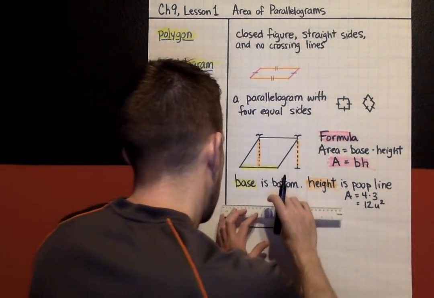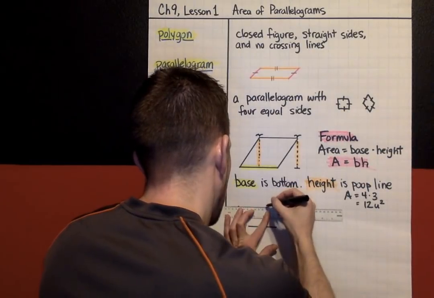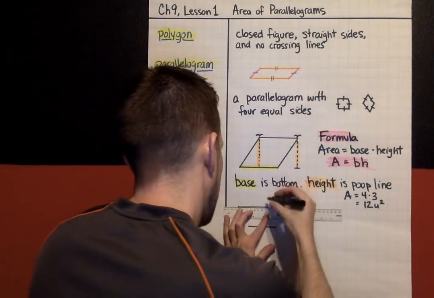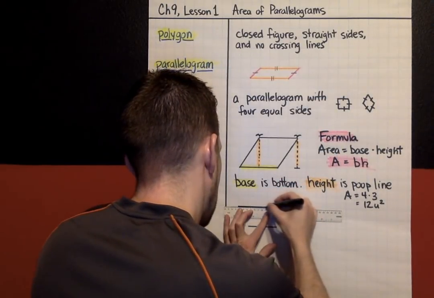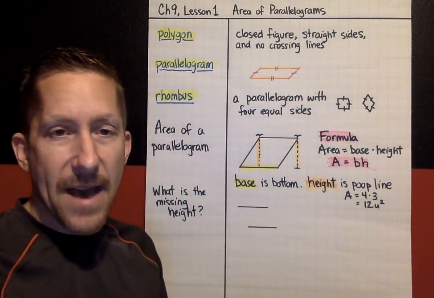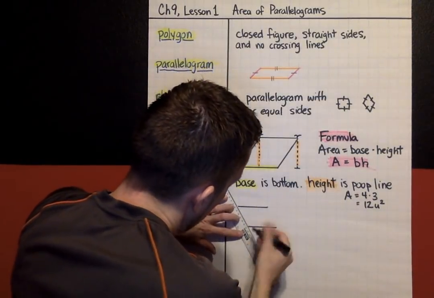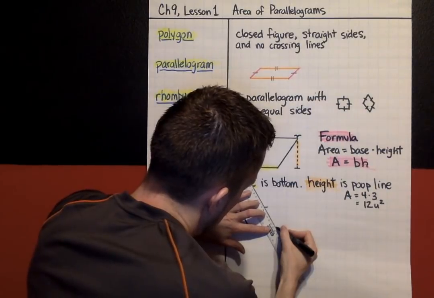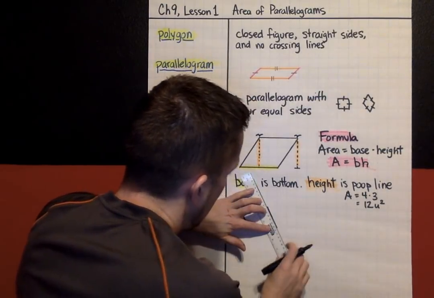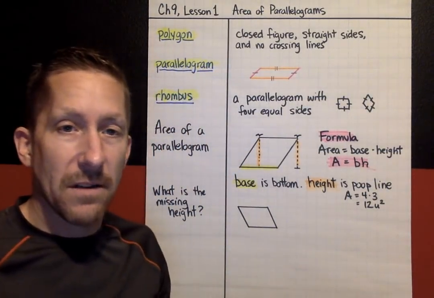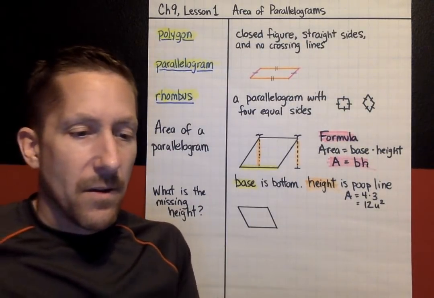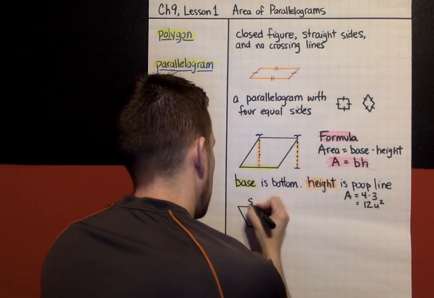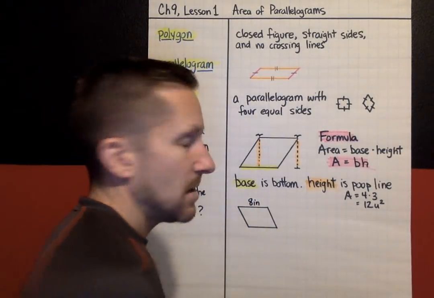And then I'm going to make another line that is 3 units across. Okay, so you've got that. Then I'm going to connect the corners using my ruler. And we've got another parallelogram. Okay, now this time I'm going to write this side is 8 inches.